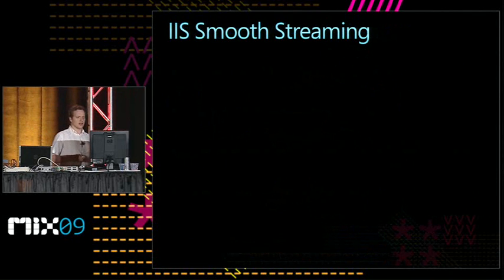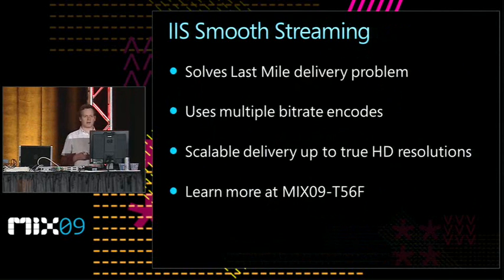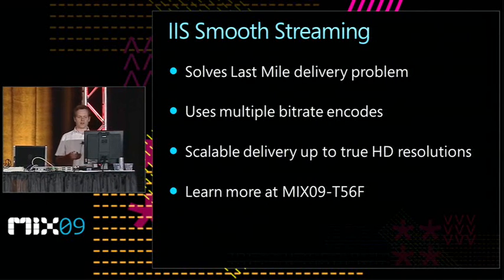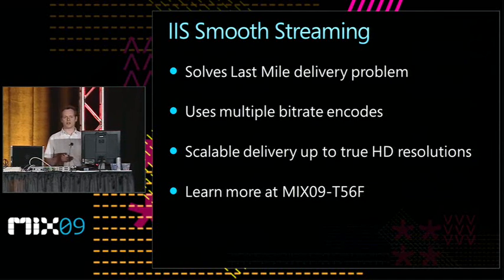So the solution that we're proposing for this is smooth streaming, and I'm not going to go into an awful lot more depth on this, but the things I want to call out is really we're focusing on solving the last mile problem. We're using multiple bitrate encodes to solve that, and that's really the thing that I'm going to be focusing on for the next 20 minutes of this talk, is how we create these multiple bitrate encodes. And then also scalability, both in terms of the resolution smooth streaming can deliver, as well as the internet basis of that.